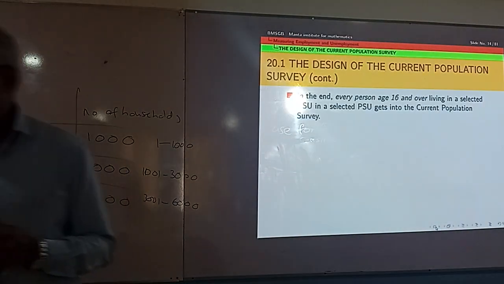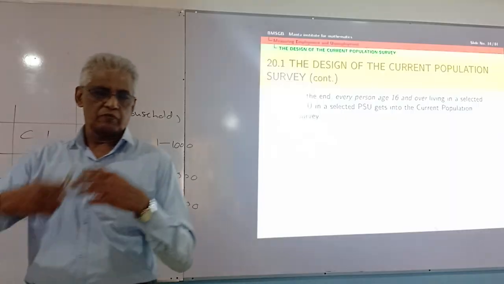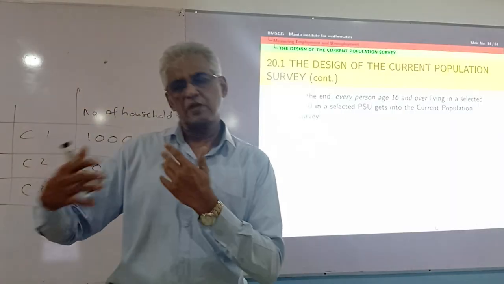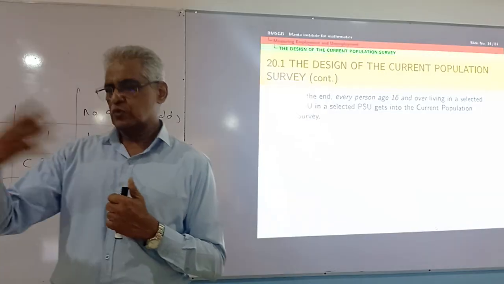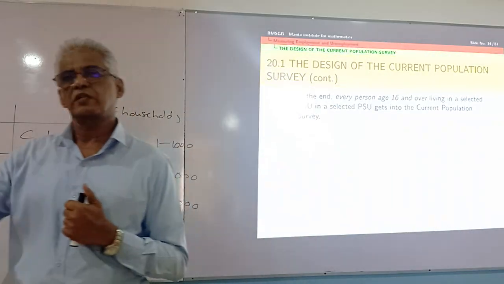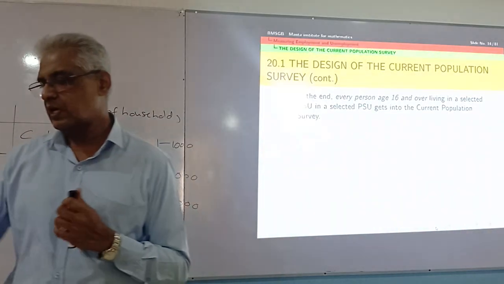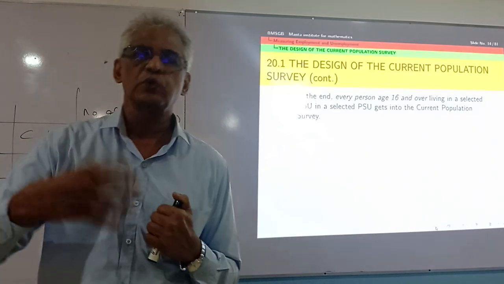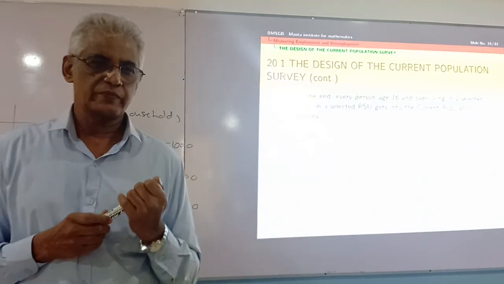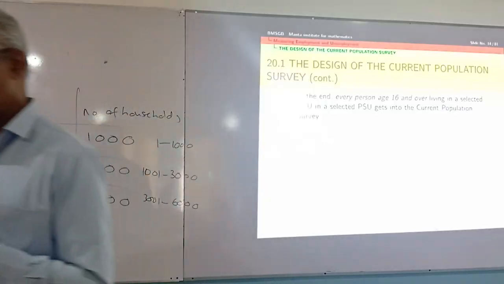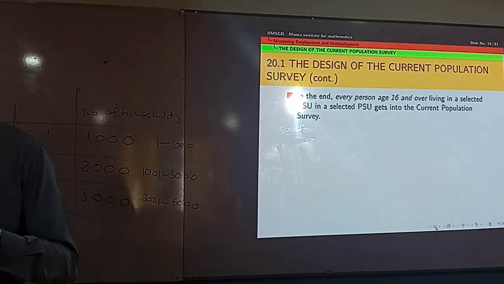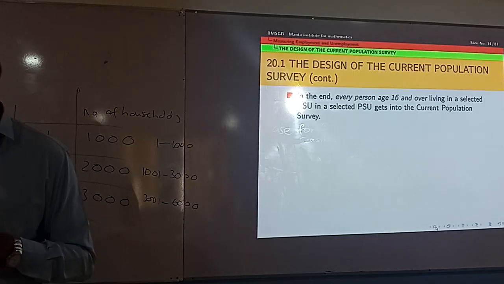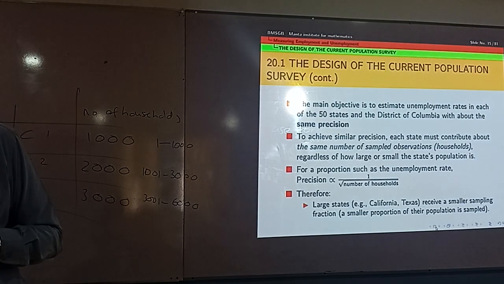Once they have selected the ultimate sampling units, each one has 4 households. They go to each of those 4 houses, and every person age 16 or over living in those houses is interviewed. Using a certain questionnaire, they ask several questions and report those things. So that is basically how it is done. That is the design, at least.